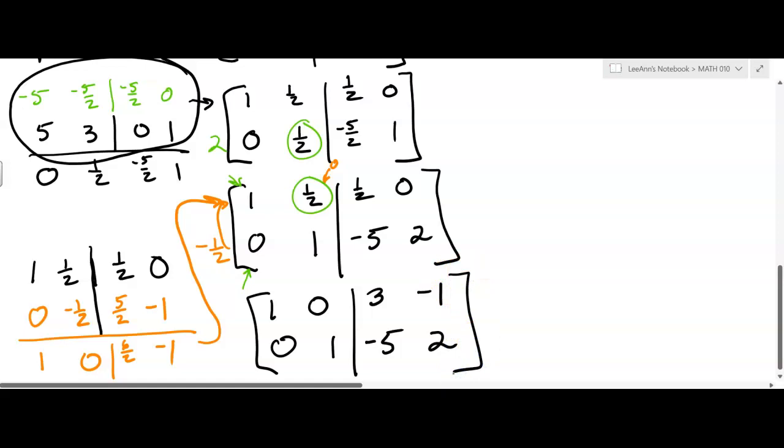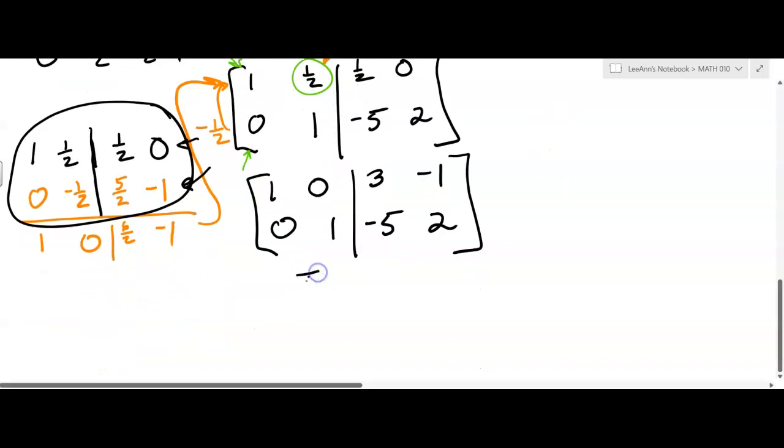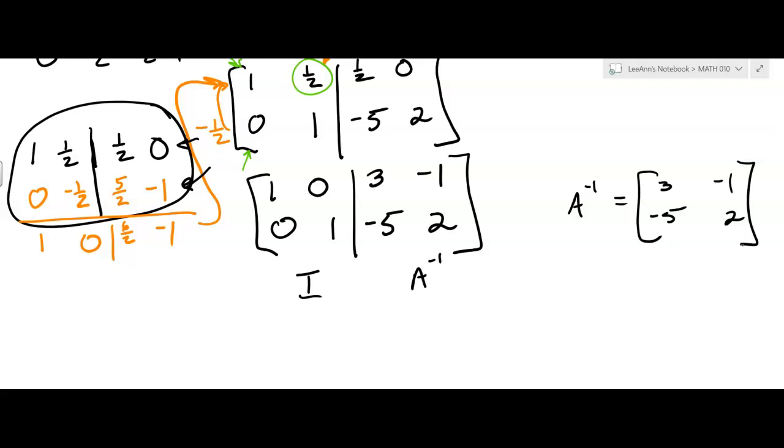Okay, so the multiplying and adding I did over here. I multiplied the bottom row, that was in orange, and then added it to the top row, so the top row gets replaced. Now I have the identity here, and that means the inverse is here. So A inverse equals 3, -1, -5, 2. You could check it by multiplying it times A, to make sure we got it right. Okay. Ooh, that is a long video.